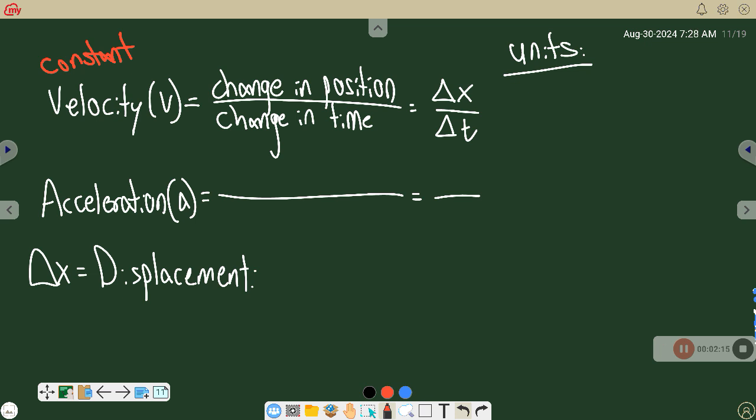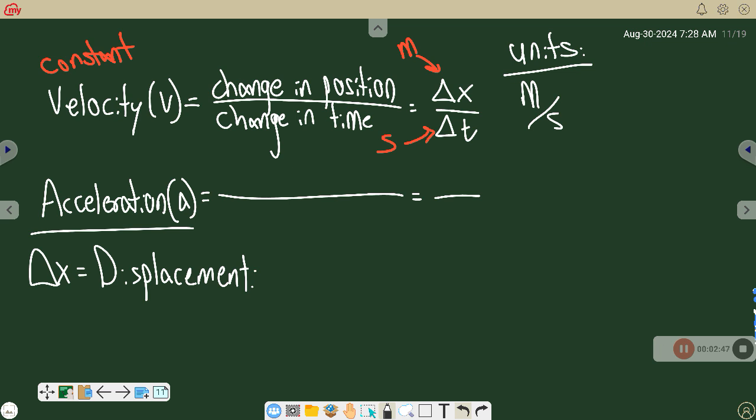Right? Okay, let's also talk a little bit about units for a second. So if position is measured in units of meters, time is measured in units of seconds, then what are the units for velocity going to be? Well, it's just going to be meters per second. All right. Moving up, we have acceleration up next.